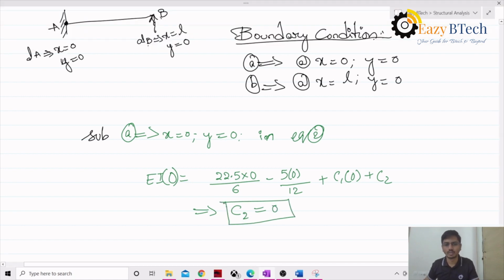This is the important one. So the C2 value is 0.